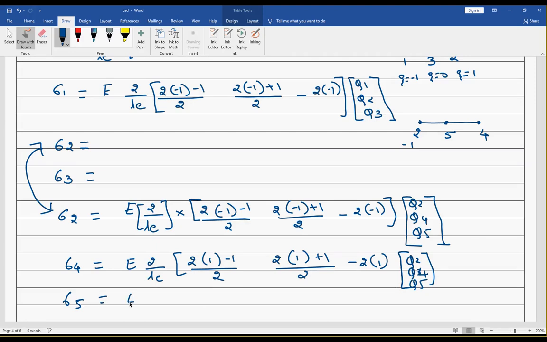Similarly, sigma 5 will come as E by 2 LE, 2 into 0 minus 1 by 2, because xi is 0 at this location, 2 into 0 plus 1 by 2, minus 2 into 0, and it will be q2, q4 and q5. So just calculate this and let me know these values.